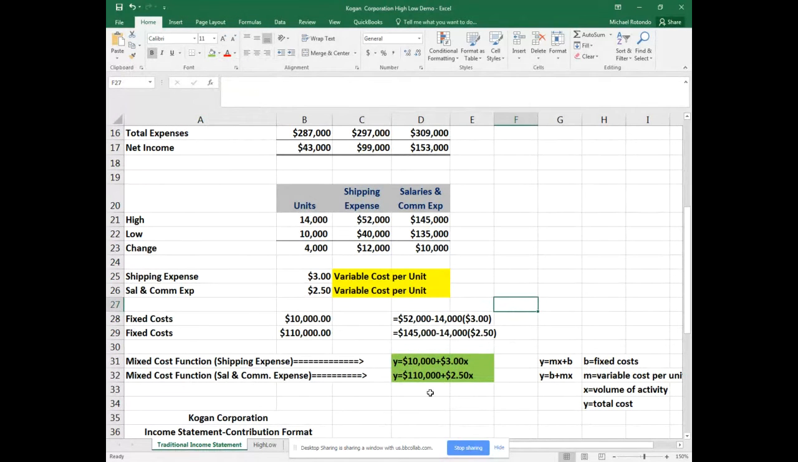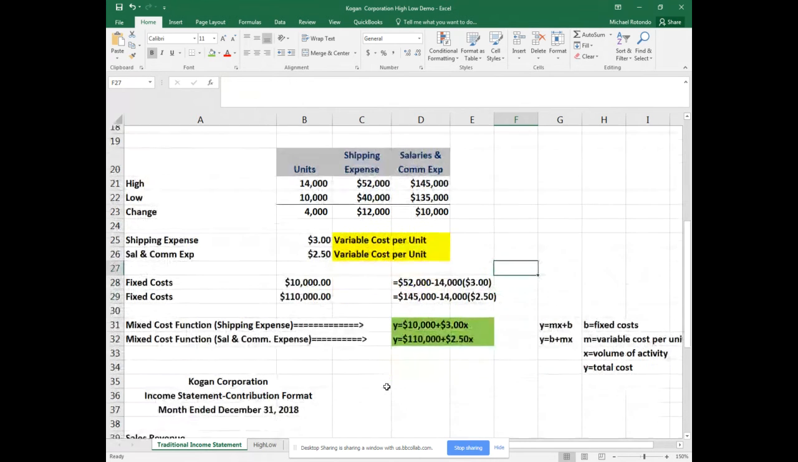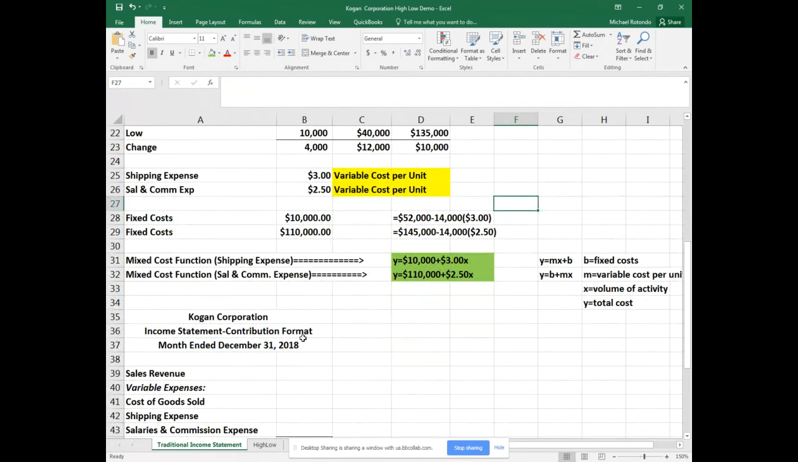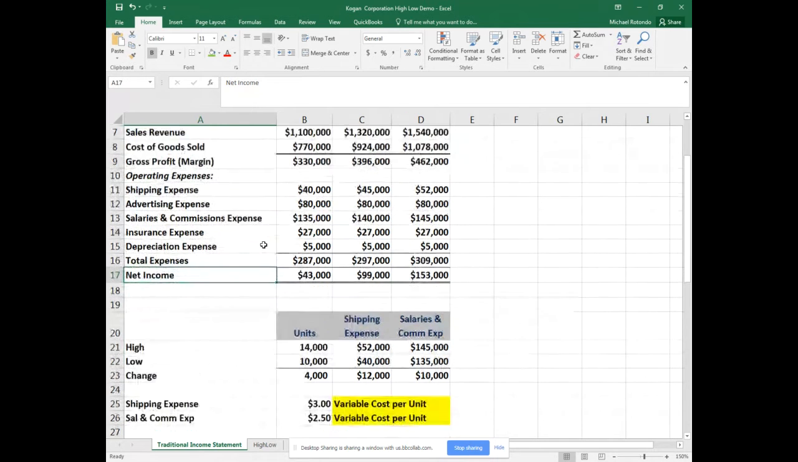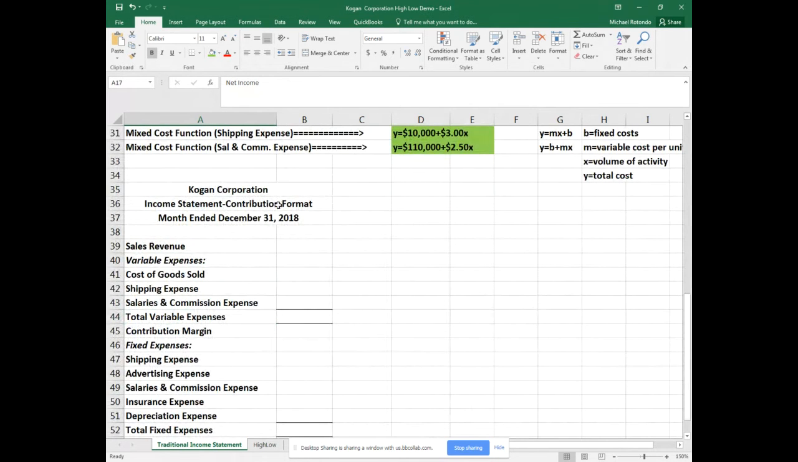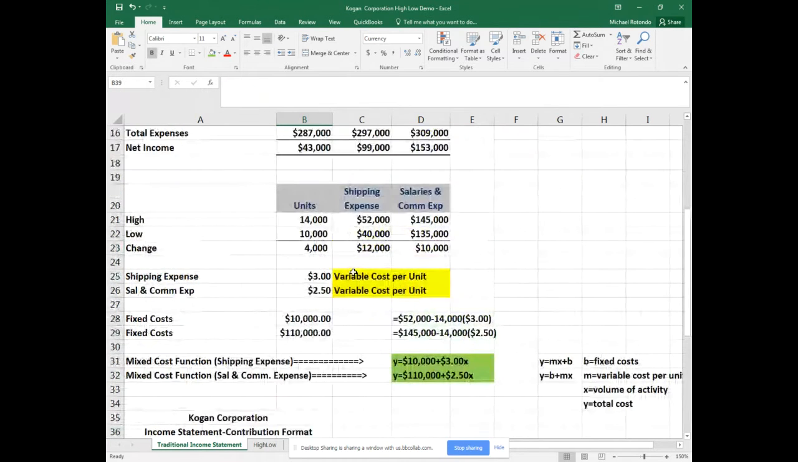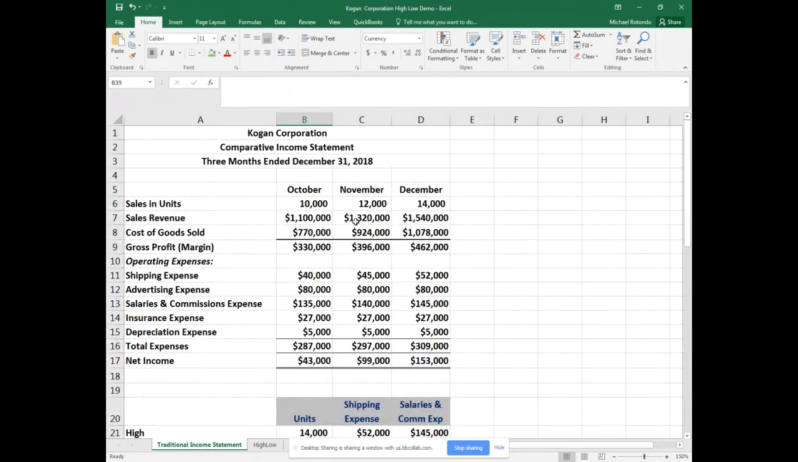This is important because then we can plug in any activity level and come up with our total cost. Now we're asked to do the contribution margin format income statement, and we almost always do this at the high level. Here we can see this was a traditional income statement: sales, cost of goods sold, and then our expenses and net income. Now we want to reformulate this into our contribution margin format. Our sales revenue should be the same as it was up here. Remember, we're doing this at the high level.